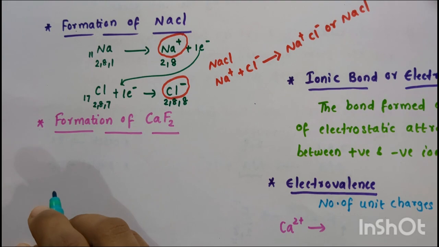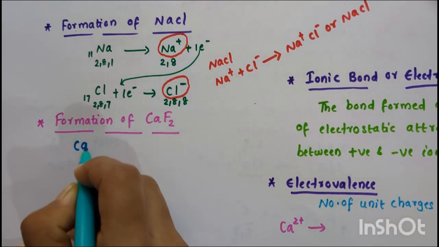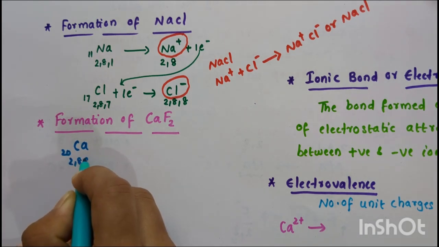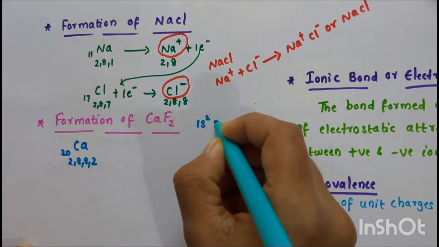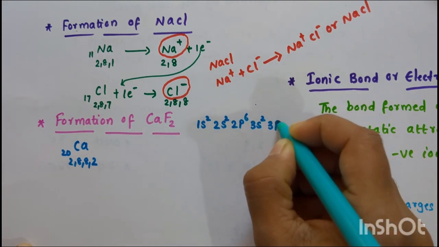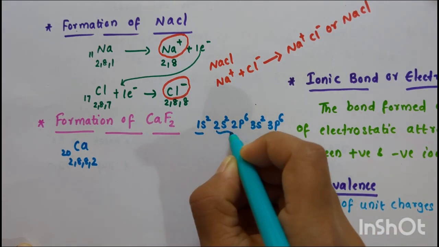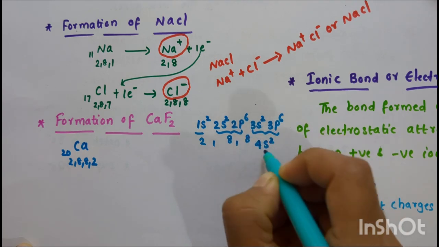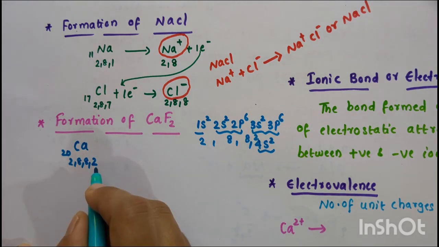Now, let us see the formation of CaF2. For calcium, its atomic number is 20. So, its electronic configuration is 2, 8, 8, 2. Because for calcium, electronic configuration will be like 1s2, 2s2, 2p6, 3s2, 3p6, 4s2. So, 2 plus 6, 8. Here 3s2, 3p6. So, again 8. 4s2. So, 2, 8, 8, 2. That is the electronic configuration for calcium.